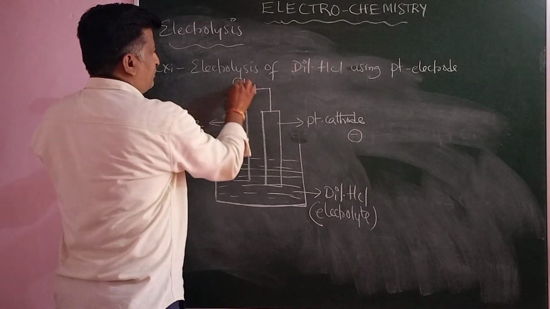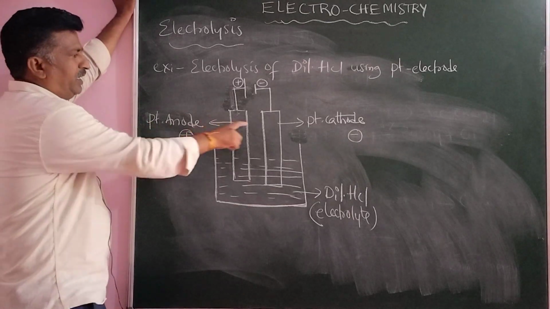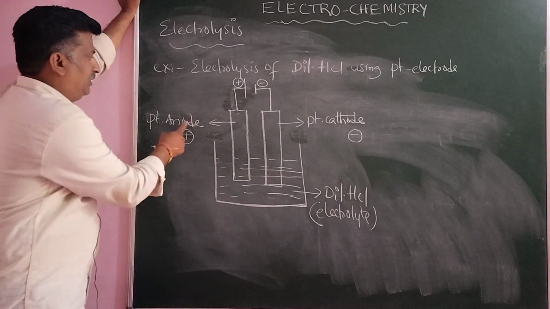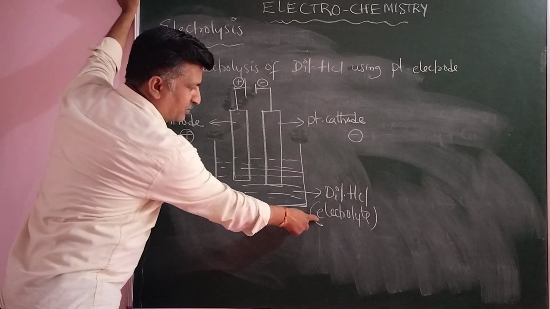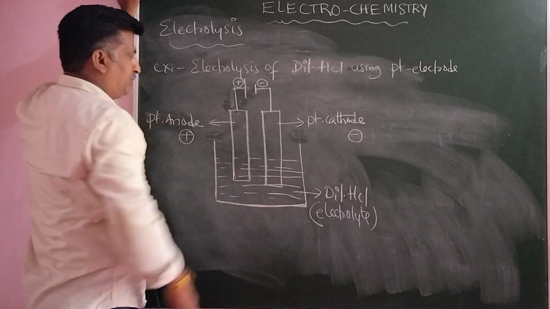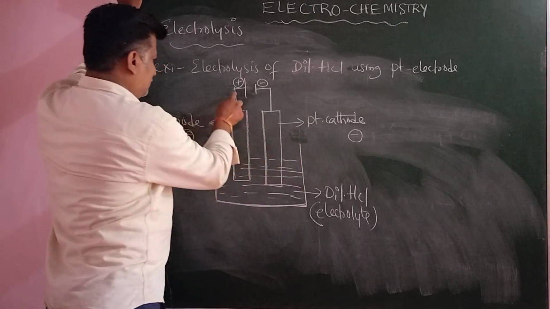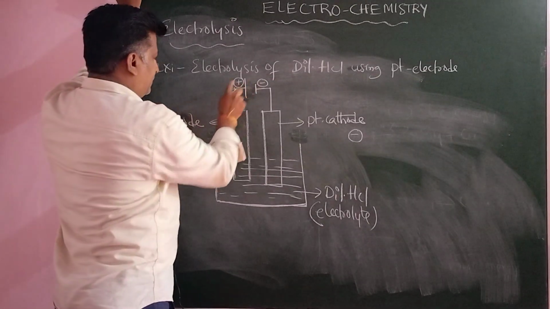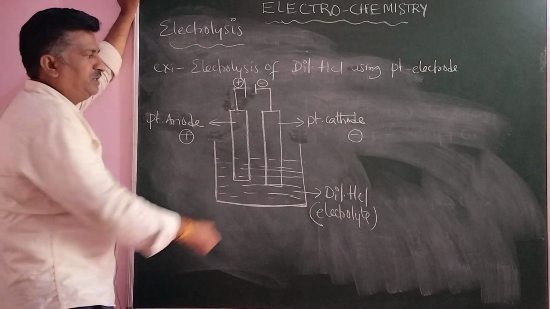So it is connected to the positive terminal of the battery. Here we are taking similar types of electrodes, platinum electrodes. The two platinum electrodes are dipped in the same electrolytic solution, that is dilute HCl. The anode is positive here and the cathode is negative, because the anode is connected to the positive terminal of the battery, so it is positive, and the cathode is connected to the negative terminal of the battery, so it is negative.